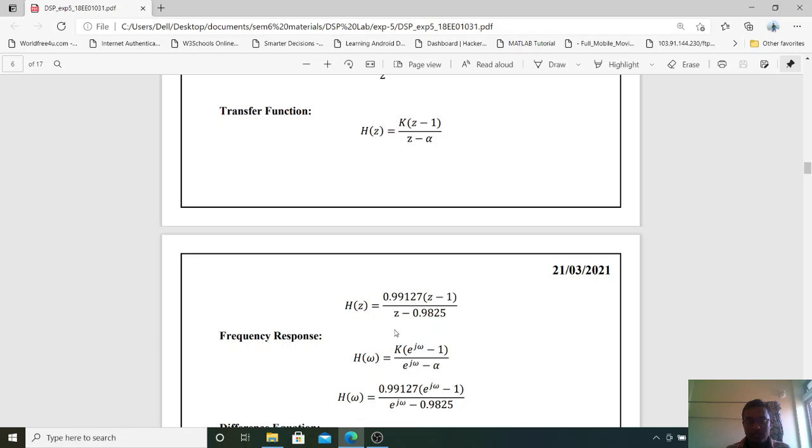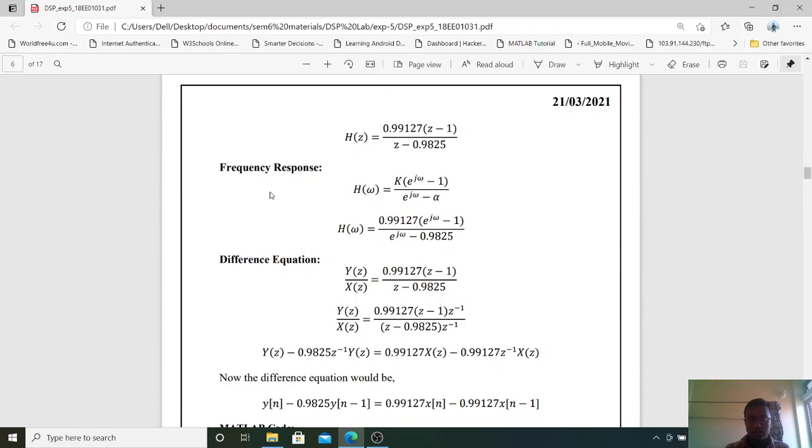So the transfer function is this. After that, the frequency response. Again, the pole is inside the unit circle, so we can put z equal to e to the power j omega to get H of j omega. That is the frequency response of the system.